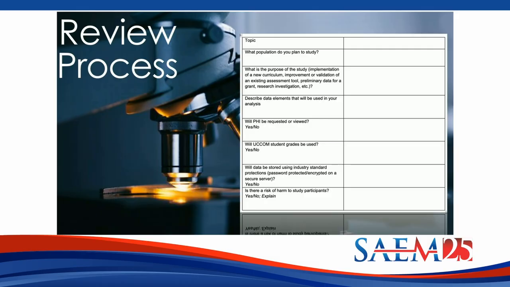Will you use any UCOM grades, UC College of Medicine, any PHI? And how are you going to store the data? What's the risk of harm? Very common questions that you would see in any IRB. That then goes to our education research engine where we can talk about the project itself and can maybe improve it or change it. And then it also goes to two separate reviewers whose specific task is to review whether or not this project fits under the existing IRB framework, the existing umbrella.